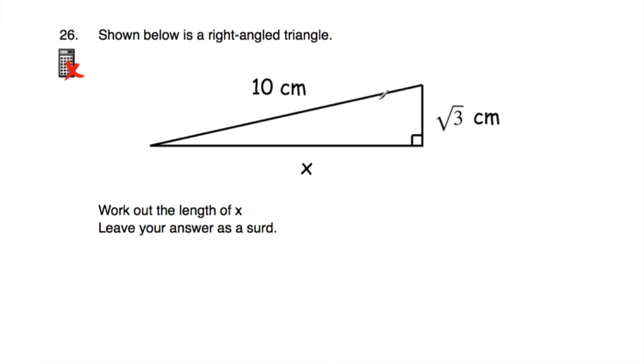Okay, so let's label our sides A, B, and C. So C is the hypotenuse, the longest side of the right angle triangle. That's going to be opposite the right angle, so that's our hypotenuse, C. And then our sides A and B, we'll label those A and B, our two shorter sides. And again, remember, it doesn't matter which way around you label those.